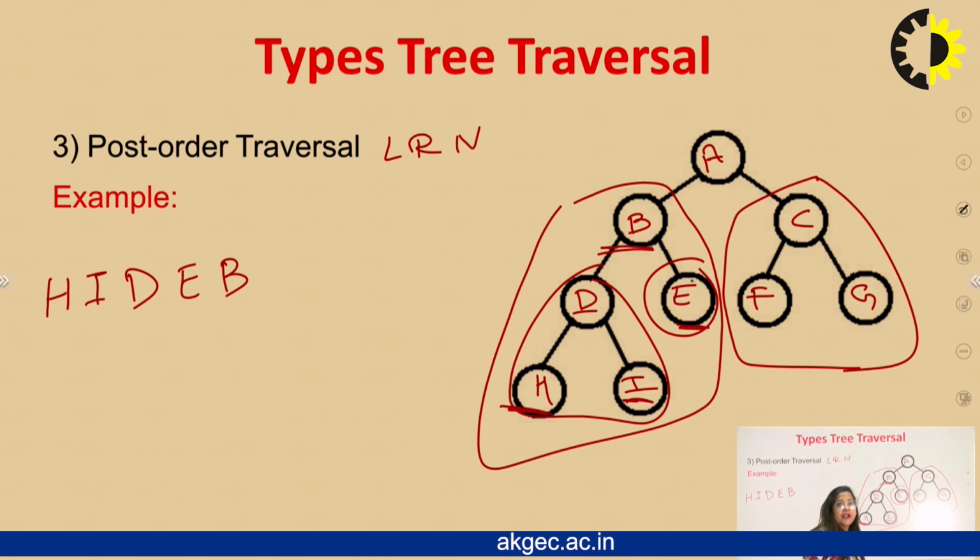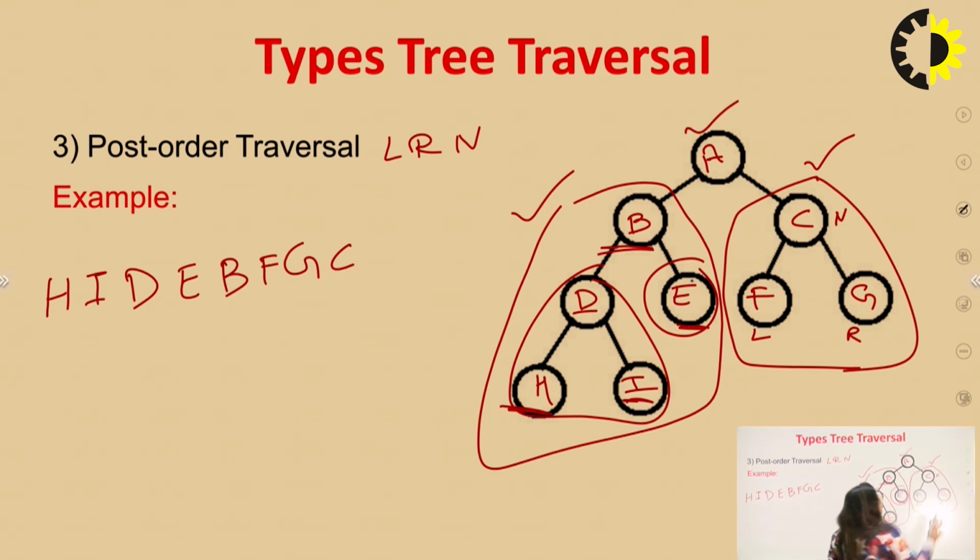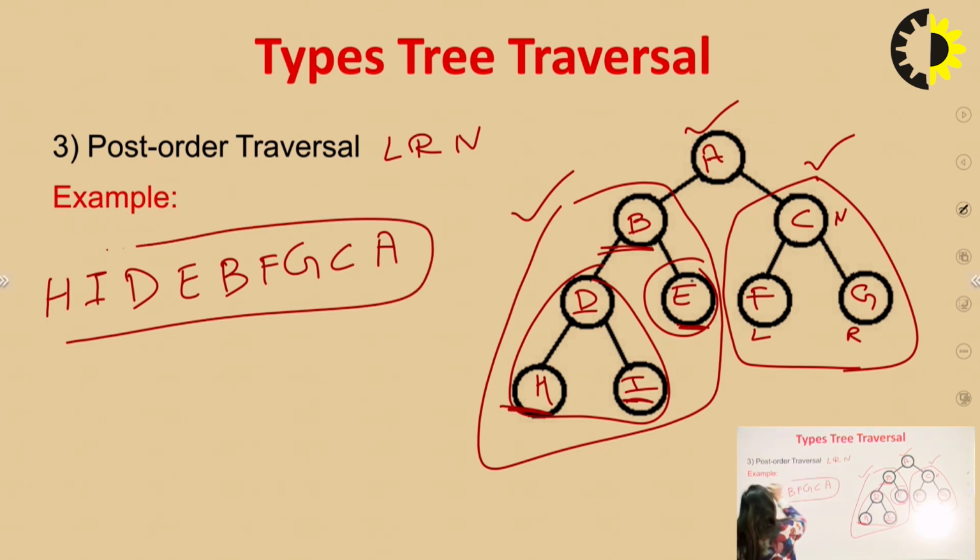Now we come to the right. Here again there is a node with a left and right. So according to the principle we use F first, then the right, G second, and at last we use the node C. So all nodes of the left subtree are covered, all nodes of the right subtree are covered, and at last we use the node, that means A. So this is called post order traversal.